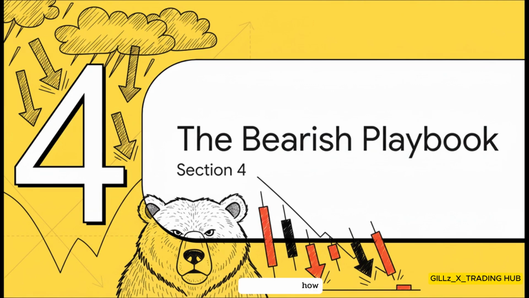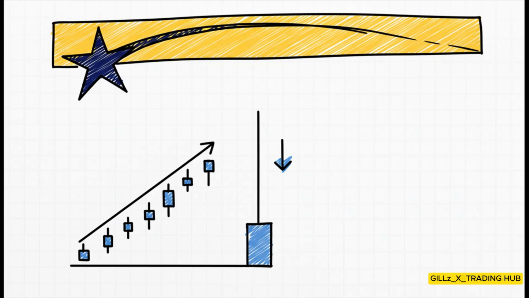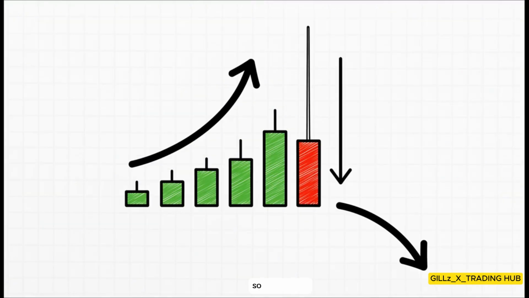All right, so we've seen how the bulls make their moves. Now, let's flip the script and dive into the bearish playbook. These are the signs that the sellers are gearing up to take over. And first up for the bears is basically the mirror image of the hammer. Meet the shooting star.